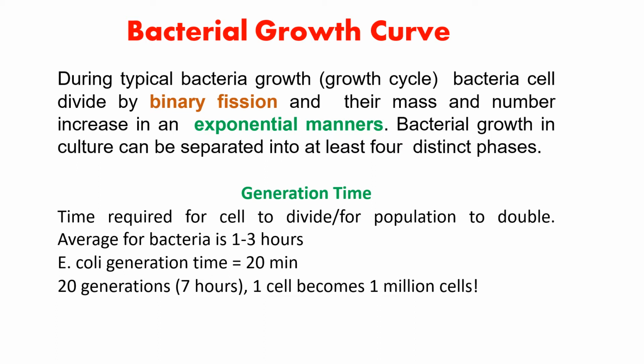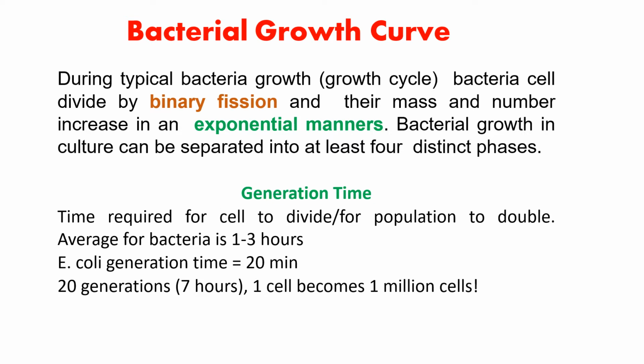So bacteria require certain conditions for growth, and these conditions are not necessarily the same for all bacteria. After reproducing through binary fission, the mass and number of bacteria can increase in an exponential manner, and the bacterial growth phase we can divide into four distinct phases. And here I have also included a point that is showing generation time.